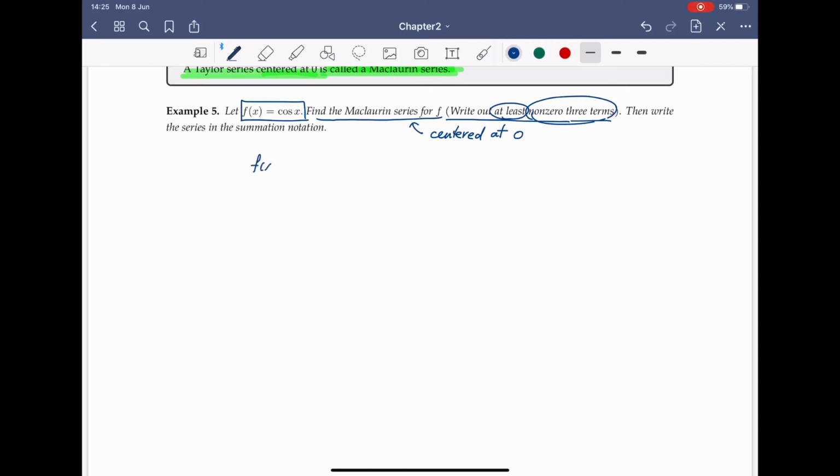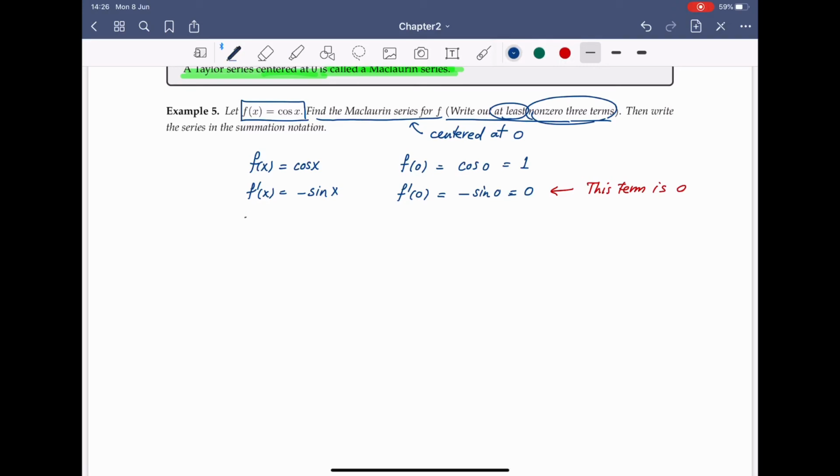First of all, I have f(x) equal to cosine x, and then I compute f(0), which is cosine 0, equal to 1. After that I differentiate one time, so I get negative sine x, and this is f prime. f prime of 0 is negative sine 0, equal to 0. So this term is going to be 0 once you expand the Taylor series, because f prime of 0 equals 0.